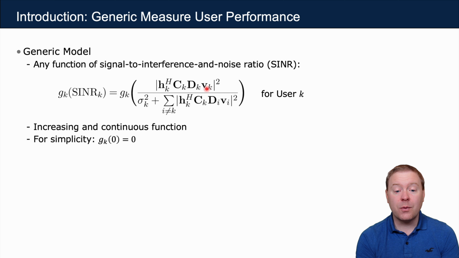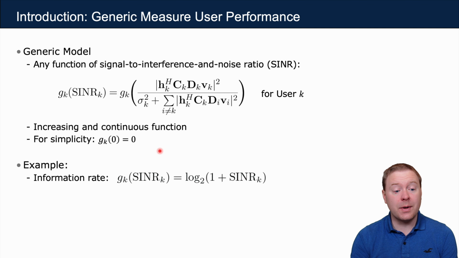So here we have our beamforming vector, here we have our channel to the user of interest, user k, and we have the D and C_k matrices inside of it. We have the noise variance for this user, and we have the interference, the signals transmitted to all of the other users. And we have their beamforming vectors, we have the channel to the user of interest, and we have the D and C_k matrices inside of this as well. And the only thing we need to assume is that g_k is an increasing continuous function, and for simplicity that if the SINR is 0, well then the performance is 0 as well. These are the only things we need to assume in order to establish an optimization framework.